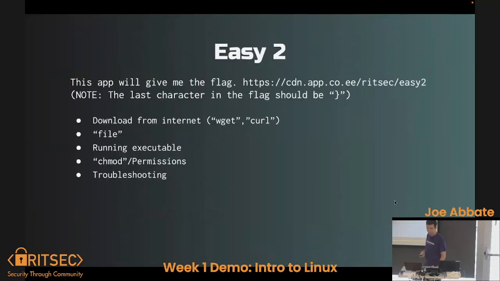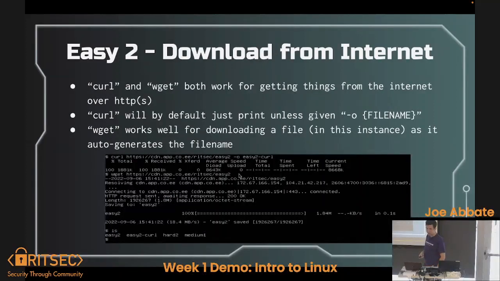Easy 2 went over downloading from the internet, the file command to understand what it is, running it, permissions, and troubleshooting. This was a fun one. To download from the internet, you can use either curl or wget. Curl requires you to add -o and the file name to put the contents in a file. Wget, for stuff like this, will automatically give you a file name and the file, assuming it is one.